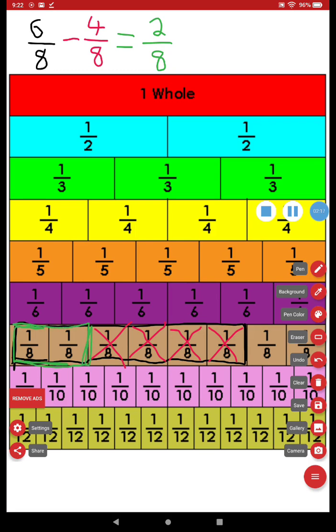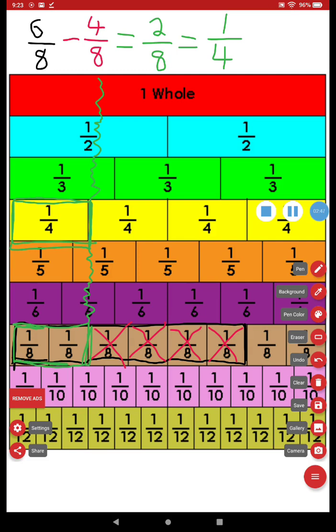Go straight up. 6th? No. 5th? No. 4th? Yes. 3rd? No. Half? No. Whole? No. But 2/8 does equal a fourth. How many fourths? 1/4. So 2/8 gets simplified to 1/4. 2/8 simplified to 1/4.